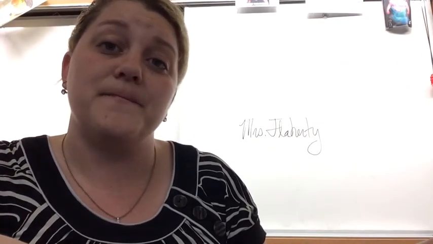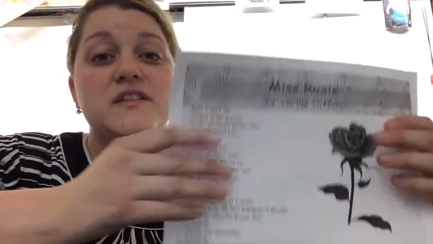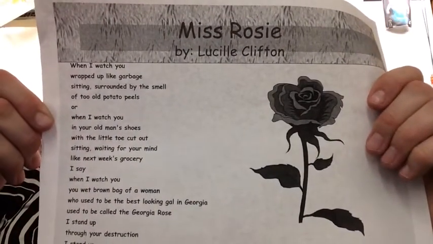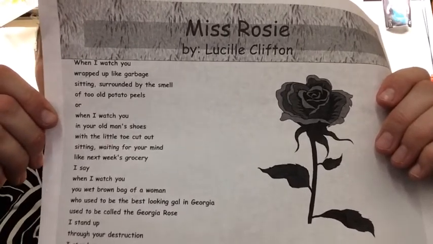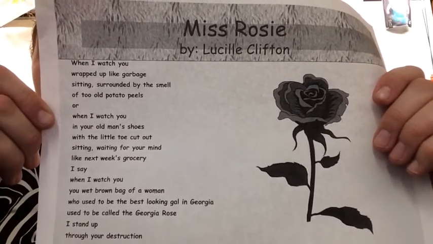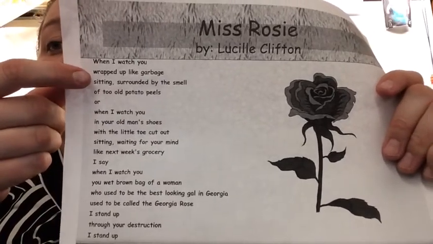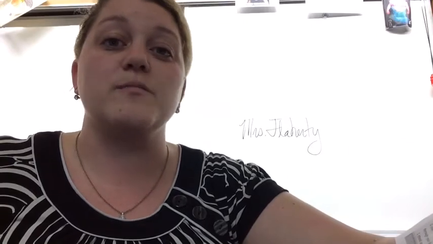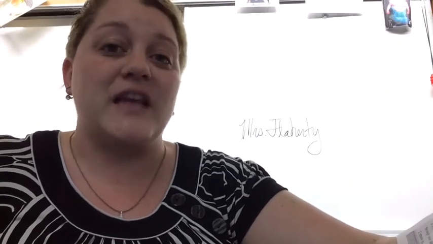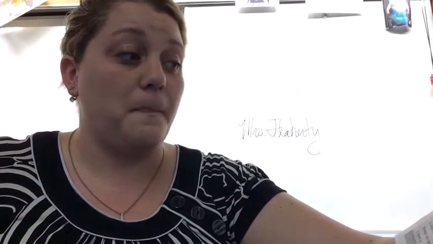I stand up. Lucille Clifton uses a lot of literary devices in her poem in order to make the images more rich, to make us more engaged and basically to see this woman for who she really is. In this line here, in line 2, she says that the woman's wrapped up like garbage. That's a simile. She's comparing the woman to garbage using like. Basically, I think she did that so that we could know exactly what the woman looks like, what the woman smells like, to kind of give us a hint that she probably lives on the streets.